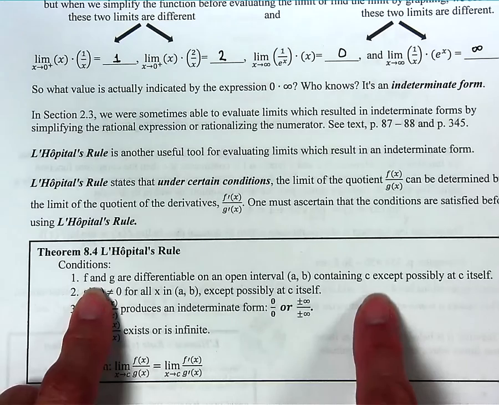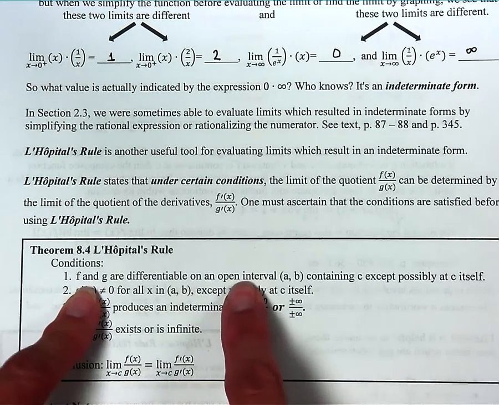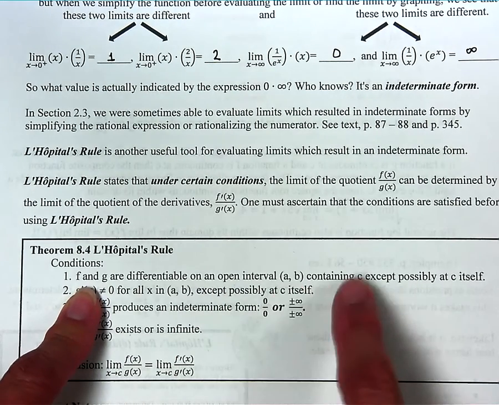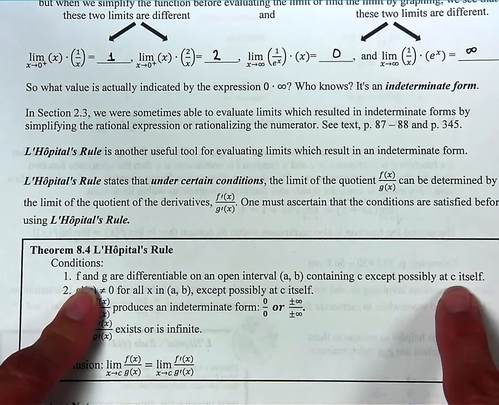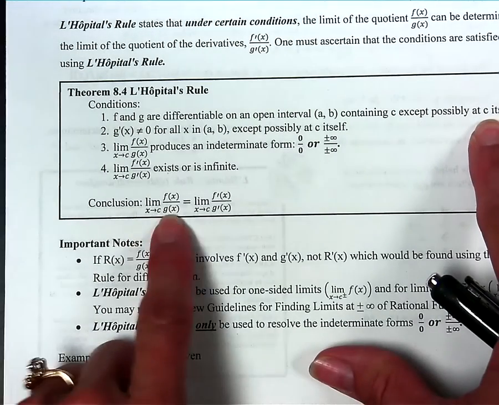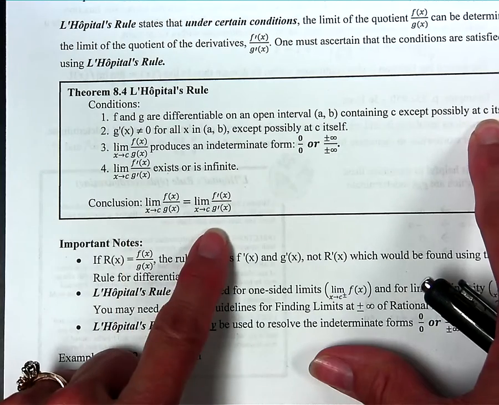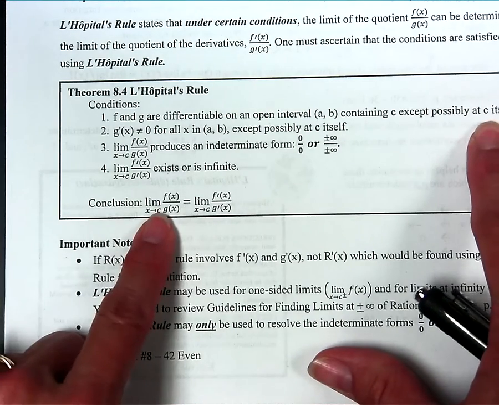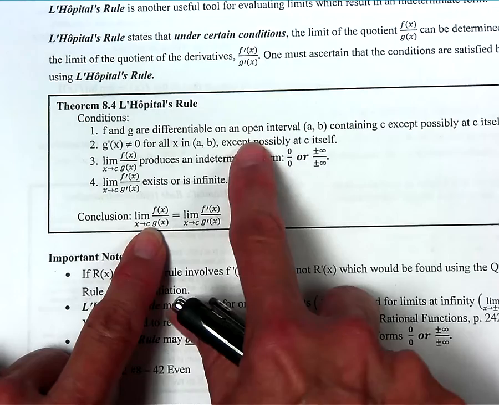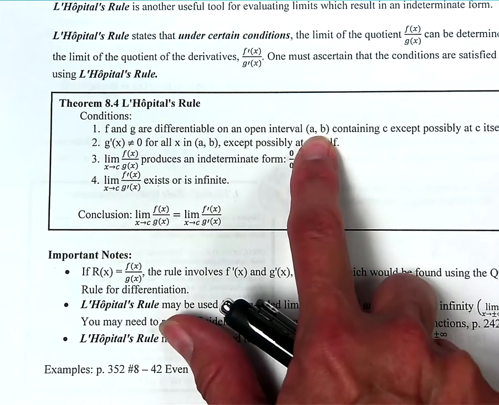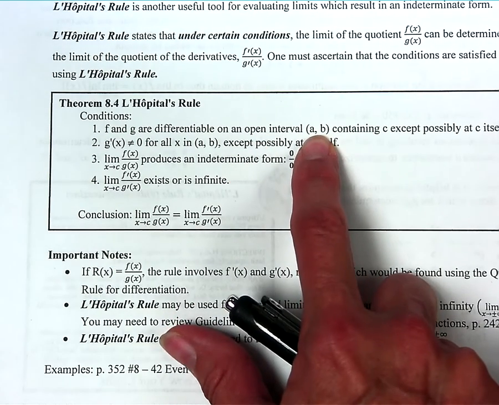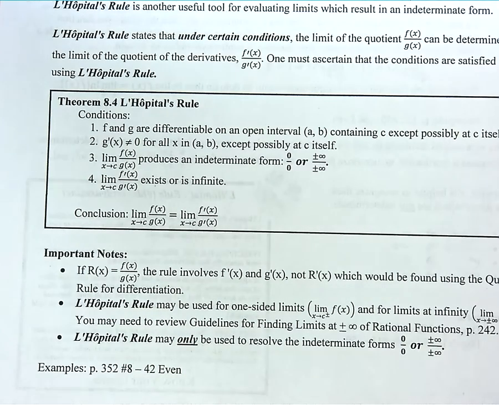So what are the conditions? Well, f and g have to be differentiable on some open interval (a, b) containing c, except for possibly at c itself. c is the number in the conclusion down here. c is the number that x is approaching. So whatever that c is, f and g have to be differentiable on an open interval containing c, except for possibly at c itself. What does it mean to be differentiable? What cannot happen in some interval around c? What makes something not differentiable?